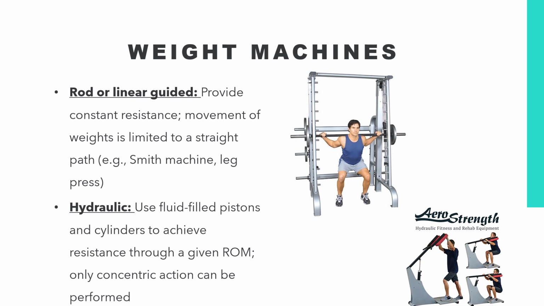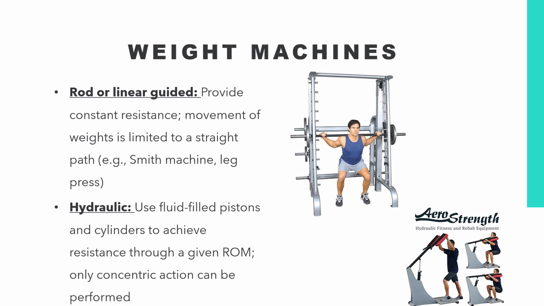Now, hydraulic machines incorporate fluid-filled, either oil or water, pistons and cylinders to achieve resistance as a client works through a given range of motion. A major advantage of hydraulic machines is that there are no external plates or weight stacks that may potentially cause an injury if a client loses his or her grip or is unable to complete the full range of motion because of muscle failure. Additionally, the hydraulic resistance can be increased by either reducing the length of the lever or performing the movement quicker through a given range of motion.